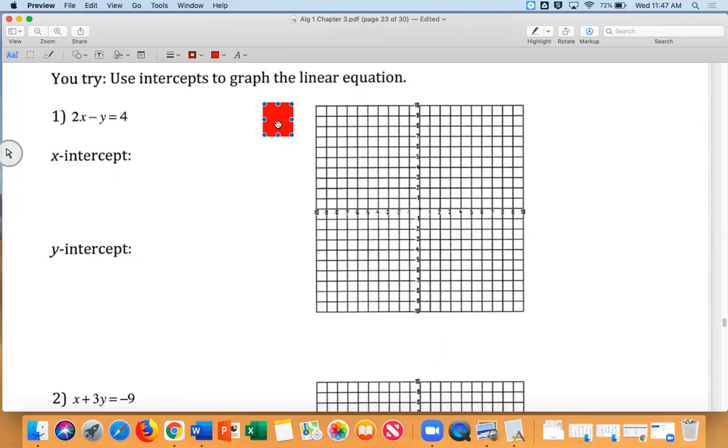All right, so let me go over number 1. Here's what I'm doing for number 1. All right. X-intercepts. Okay. Make this a little smaller. X-intercept, I'm covering up Y. That leaves me with 2x equals 4. X equals 2. Tucky, did you get that? Plot a point at 2.